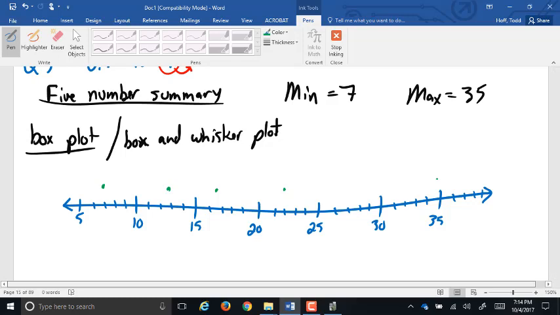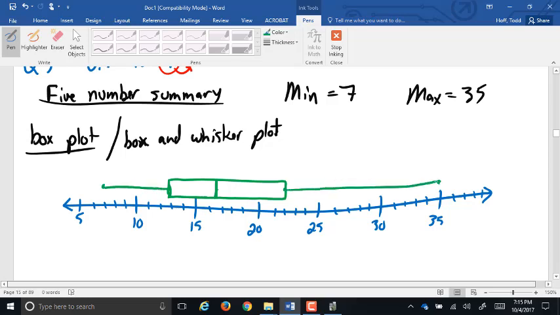So what we do to make this plot, we actually make a box that goes from the first quartile to the third quartile with a line at the median like that. Hence the box in the name of the plot. Then the whiskers go up to the minimum and to the maximum.